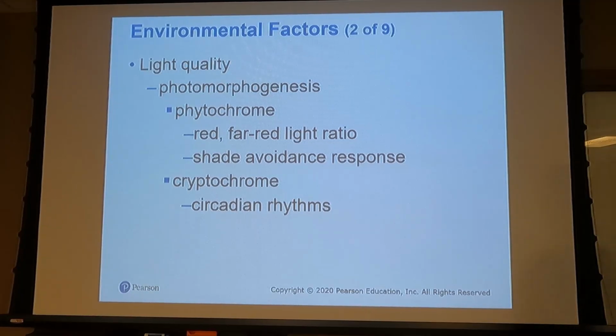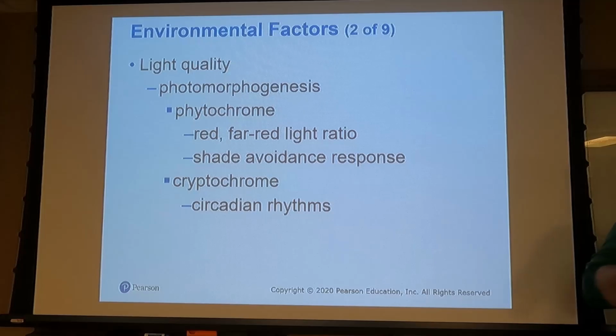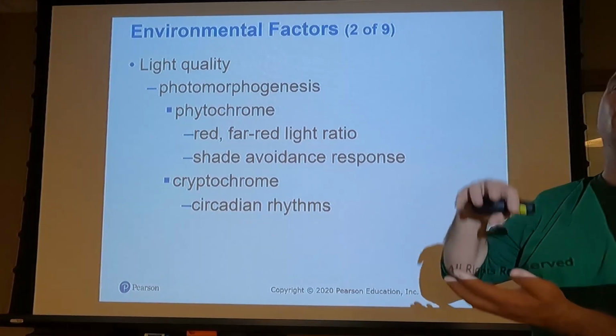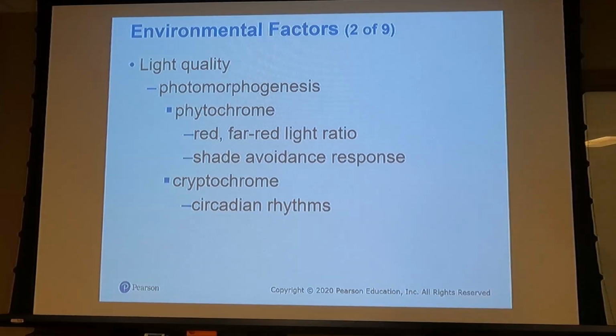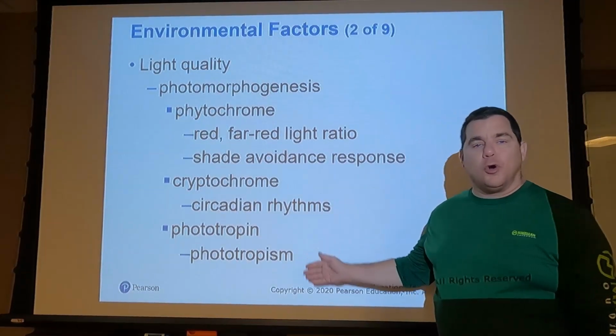We also have this thing called cryptochrome, which is based on our circadian rhythms. And circadian rhythms is kind of like an internal clock based upon a 24-hour period. And then we have phototropin, which is responsible for phototropism.